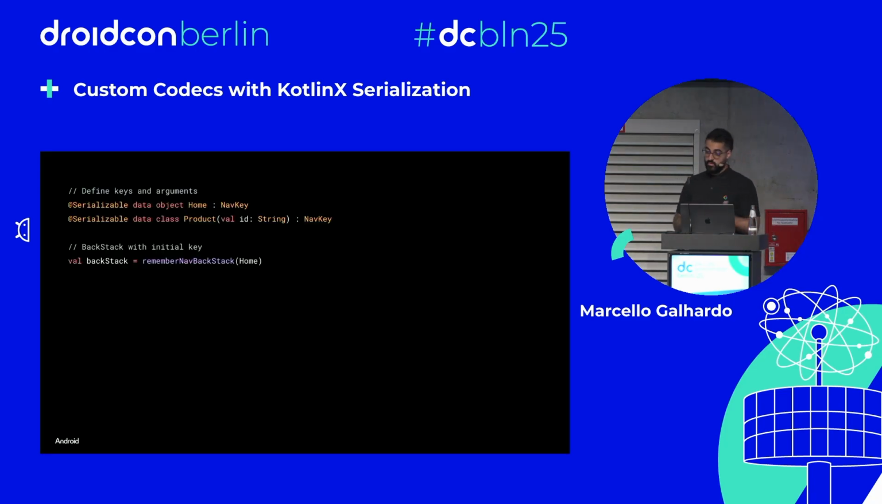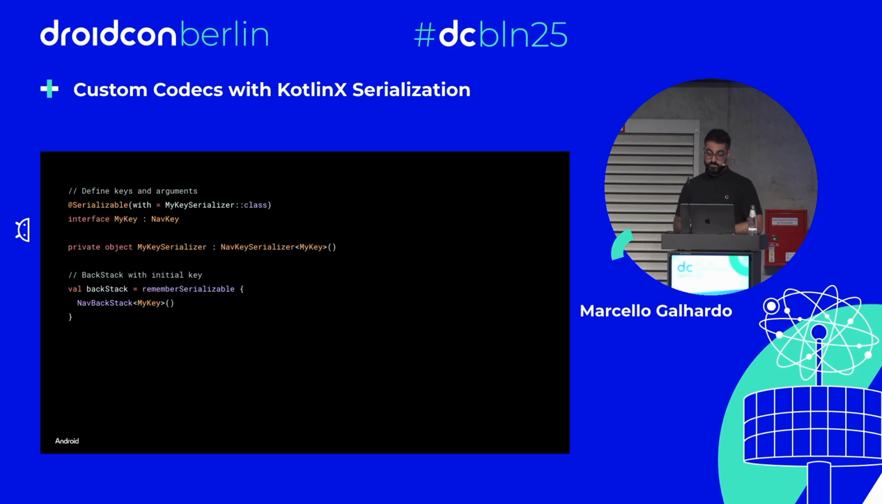Let's say you want to use your own types and your own serializers. Back to our example, you could still plug in custom serializers. If you stay with remember nav backstack, you can pass a SavedState configuration with your serializer module for custom serializers, polymorphism, contextual serializer, and so on. Or you can take full control, calling remember serializable directly, and build a nav backstack with your own custom type that only accepts that type.